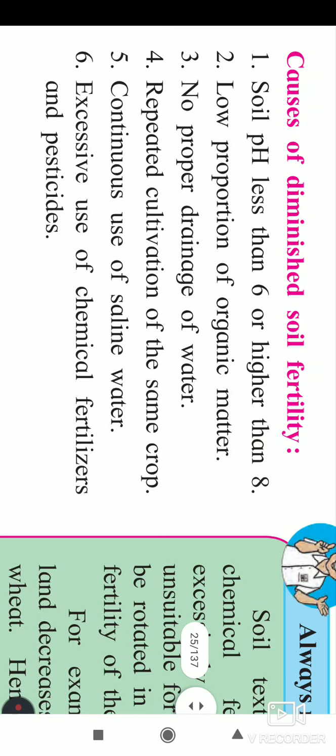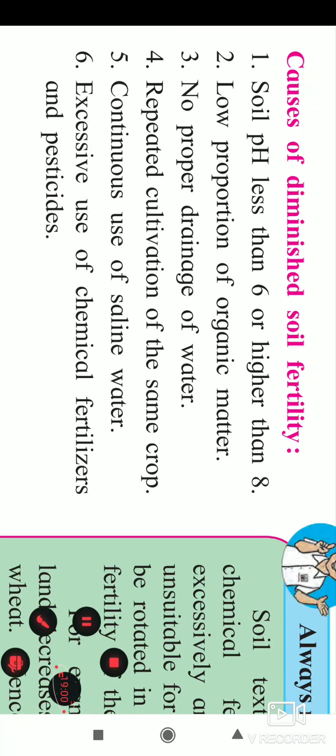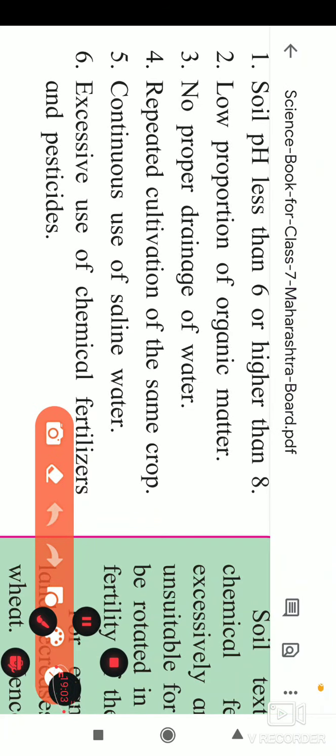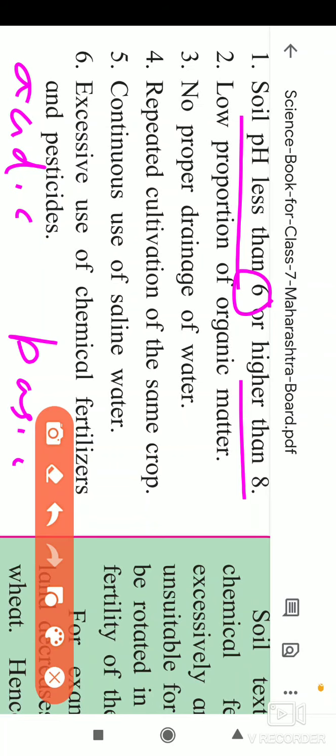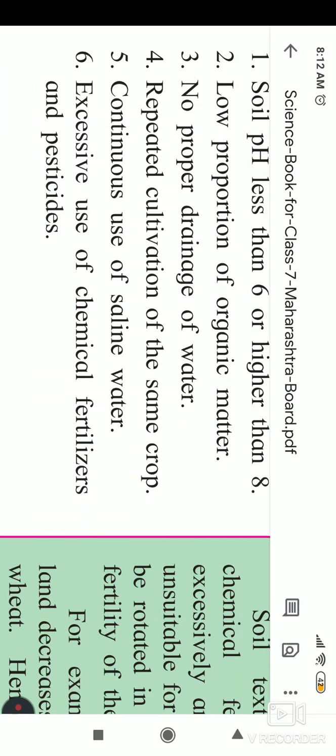Next, the causes of diminished soil fertility. So what to do when a soil's fertility decreases? Soil pH is less than 6 or higher than 8. What they told you: soil pH less than 6 means the soil is acidic, and higher than 8 means it is basic. In both types of soil, the soil is not good for the growth of plants. So in that situation, we do the testing of it.